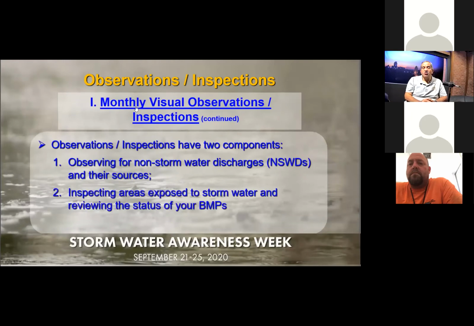you have to make sure that you're looking for two things in your monthly inspection. First of all, you're observing for non-stormwater discharges, okay, and their sources. So there's two types of non-stormwater. You have authorized and unauthorized, okay? In my full training, I kind of give you a listing of what's allowed.